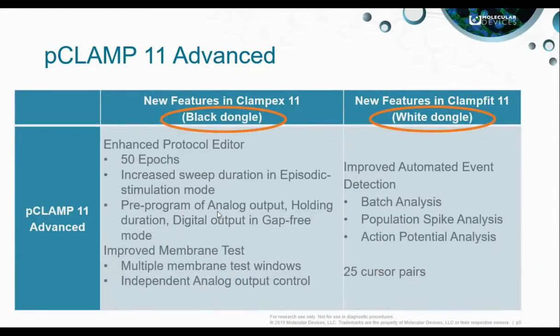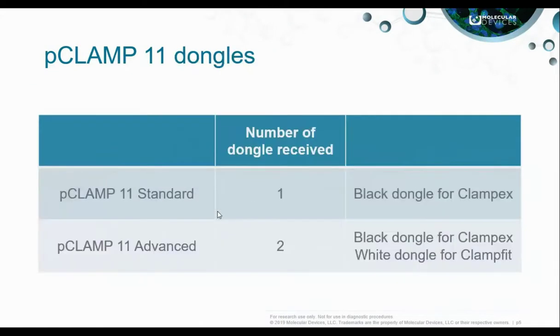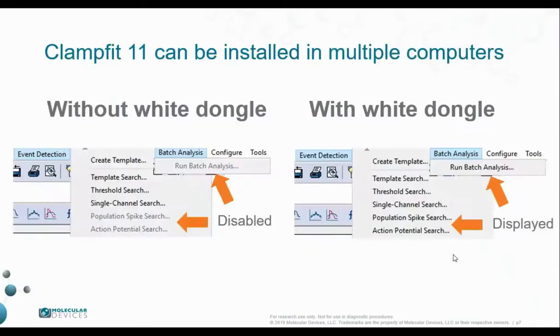Now, this slide reminds you that the black dongle is for Clampex, and the white dongle is for the Clampex advanced version. When you order the pCLAMP 11 standard version, you will receive one black dongle, which is for Clampex. When you order the pCLAMP 11 advanced version, you will receive two dongles. The black one is for Clampex, and the white one is for the advanced version.